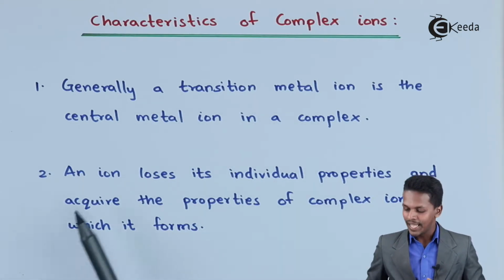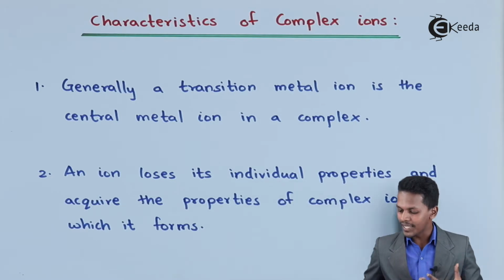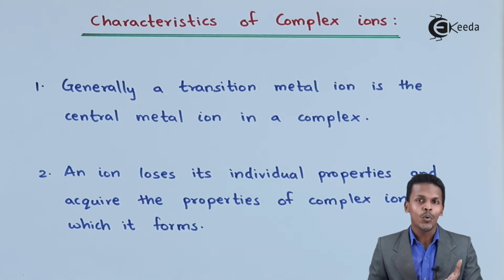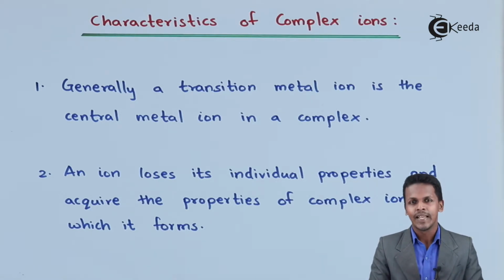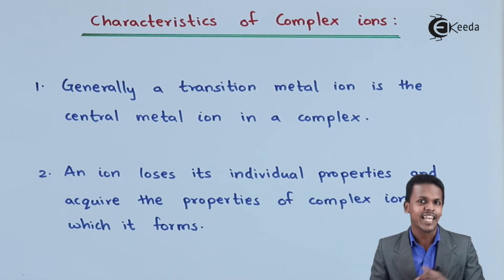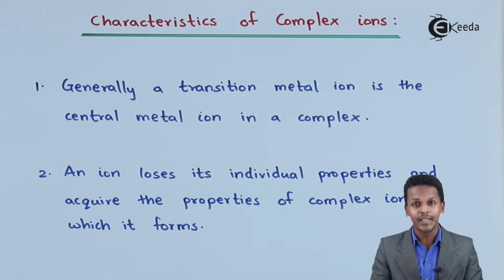An ion loses its individual properties and acquires the properties of the complex ion which it forms. For example, let me talk about the Fe2+ ion. Suppose Fe2+ is not forming a complex, then obviously if it reacts with a base like NaOH, it would form a precipitate. But what if it forms a complex? This is what I am going to talk about with the help of an example.